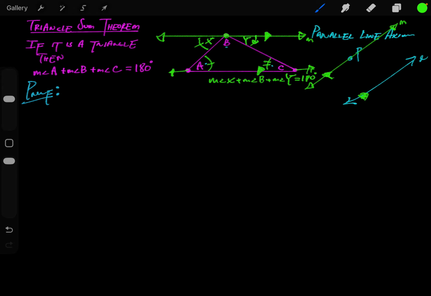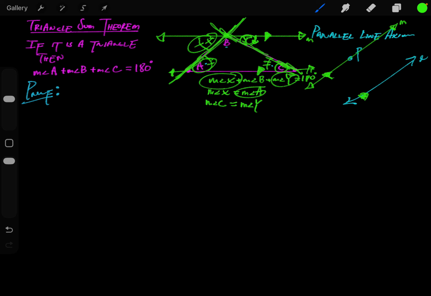We should see that X and A are alternate interior. If I extend this and look at this as a transversal, then you should see that X is alternate interior with A. So the measure of X will ultimately be equal to the measure of A. Similarly, I could show with this being the transversal, and I forget about the other transversal, that Y is going to be the same as C. So the measure of C is equal to the measure of Y. And then with this, instead of writing X here, I could write A. And then instead of writing Y here, I could write C. And then I get my conclusion that the measure of A plus the measure of B plus the measure of C is equal to 180.